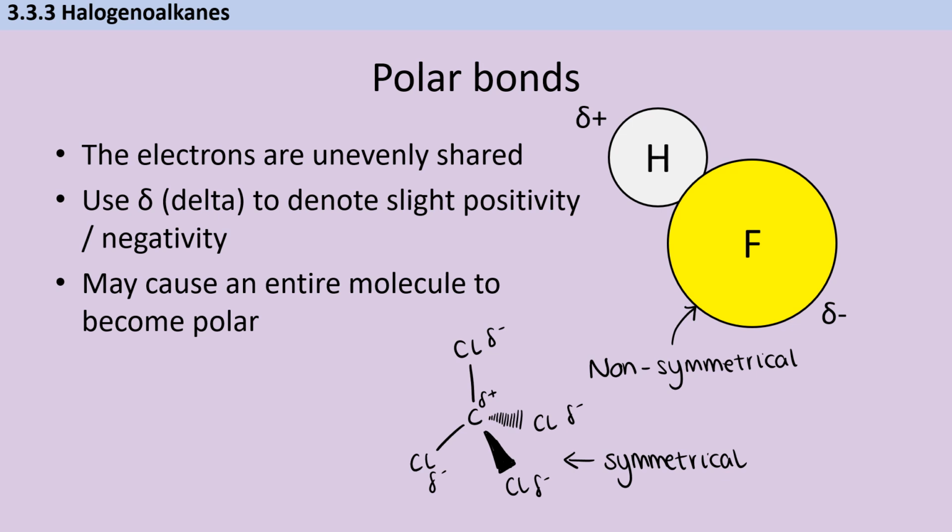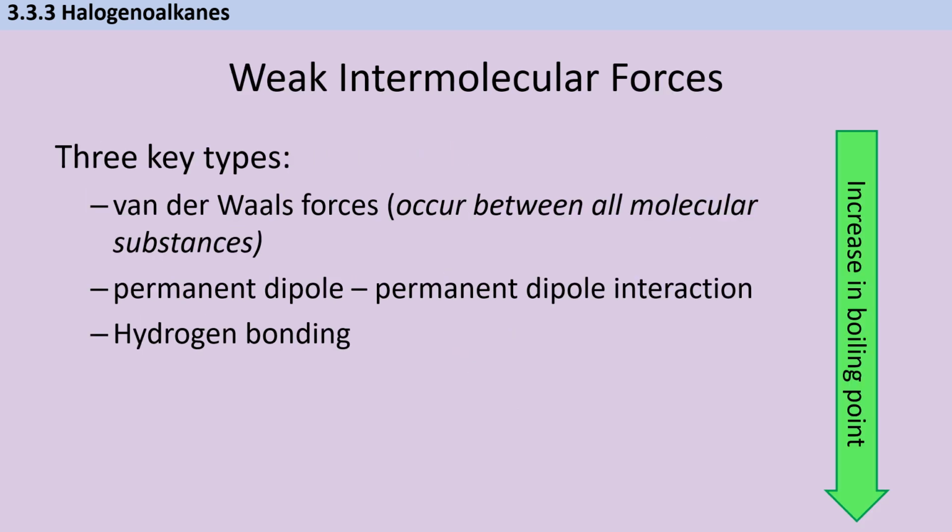weak intermolecular forces. So as I briefly alluded to, the reason we care about this polarity is because of the weak intermolecular forces. So there are three types of weak intermolecular force that you should know about from the bonding topic: van der Waals forces, which occur between all molecular substances; permanent dipole interactions, which occur between molecules that have polar bonds; and hydrogen bonding, which occurs between molecules that contain a hydrogen covalently bonded to either fluorine or oxygen or nitrogen. So in this instance, when we're thinking about our halogenoalkanes, we're expecting them to have permanent dipole interactions in addition to the weak van der Waals forces that they all have already.